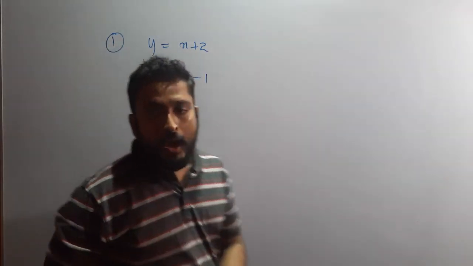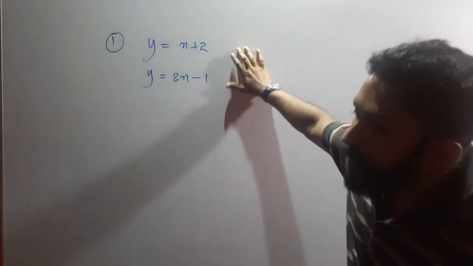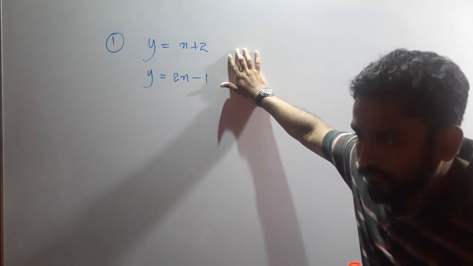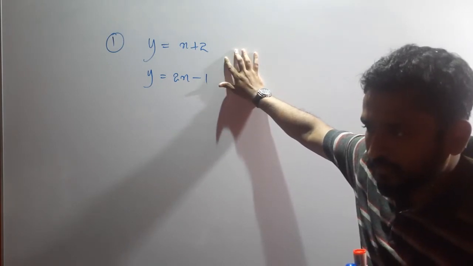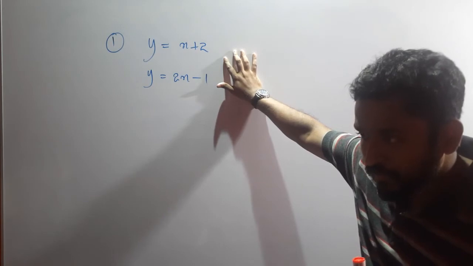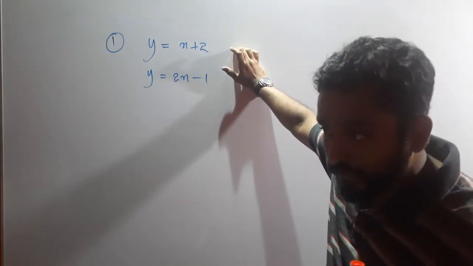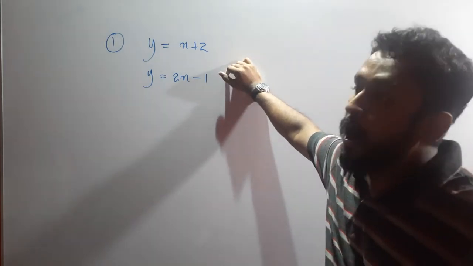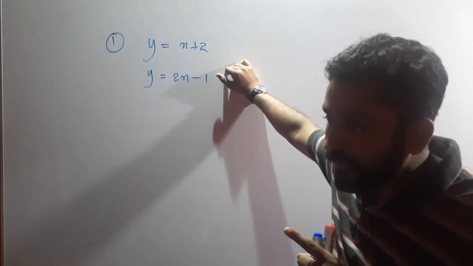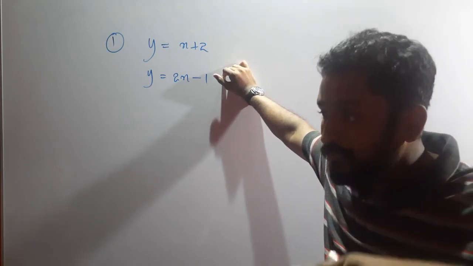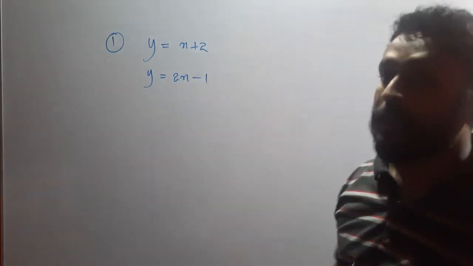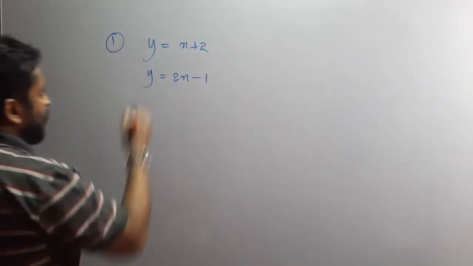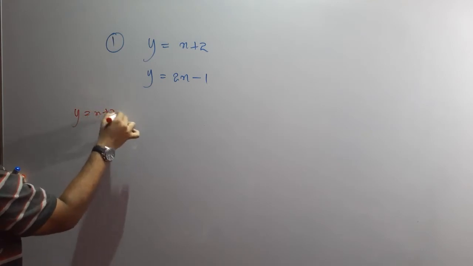Let's sketch. How much data do we need for one graph? For one straight line, how much data do we need? 2. So since there are two straight lines, how much data do we need? 4. Or else we need two data sets. So let's create the data sets first. The data set for y equals x plus 2.